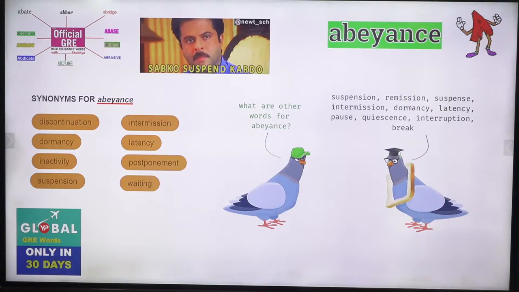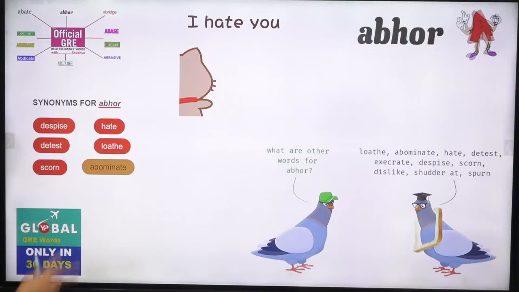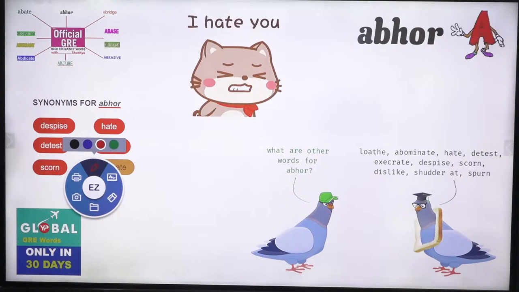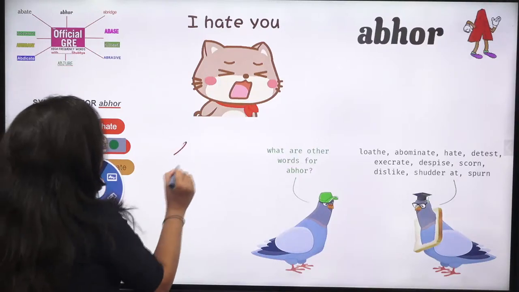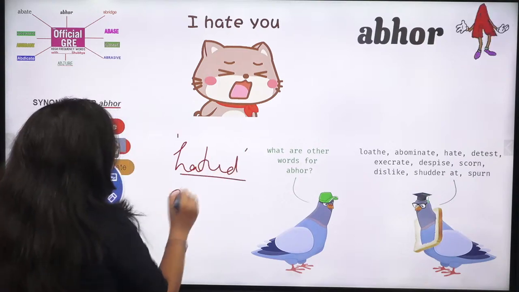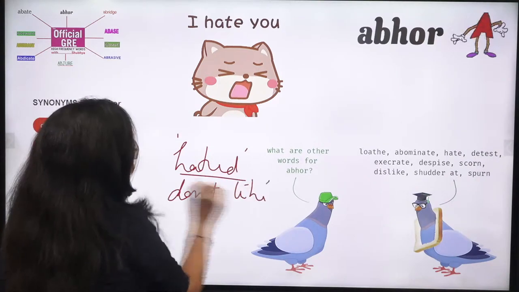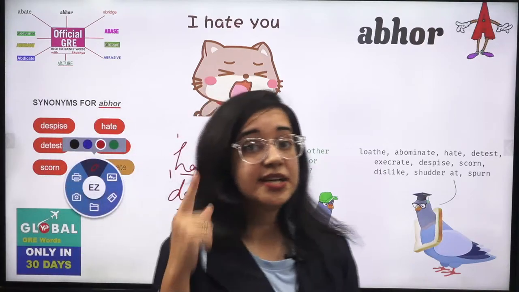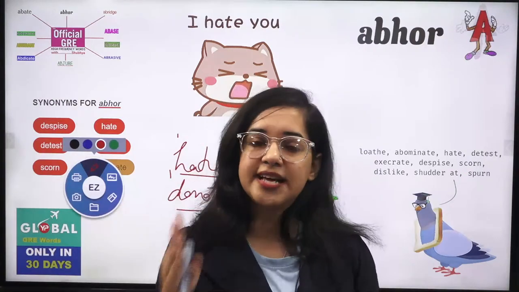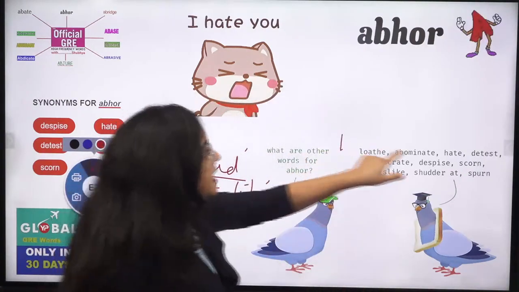Next word is abhor. Even I've discussed this in my vocabulary section also. What do you mean by abhor? Abhor is a feeling of hatred, right? Suppose you hate something or someone, that is termed as abhor. If you have a feeling of intense hatred, you do not like someone at all, that is termed as abhor. So abhor is a feeling of intense disgust, hatred, scorn.